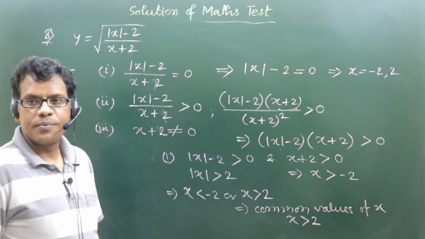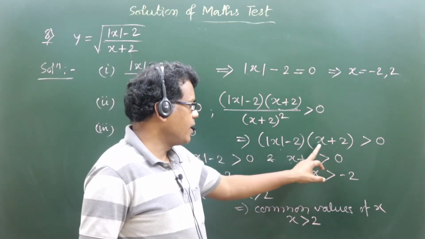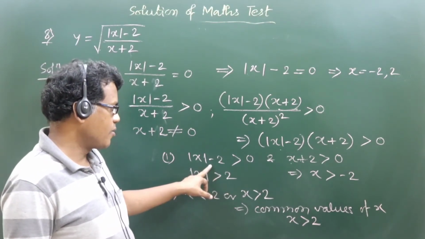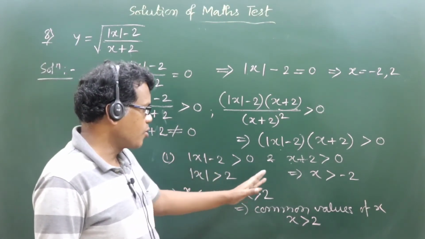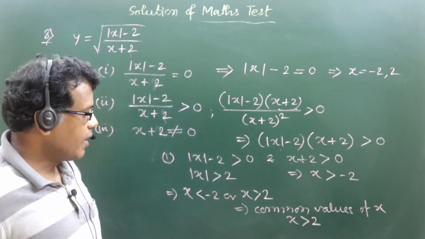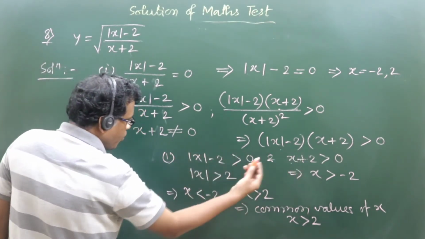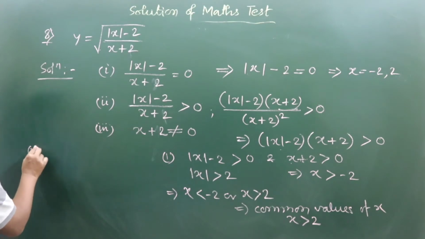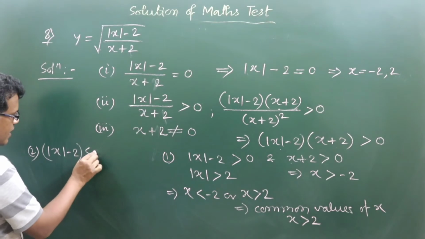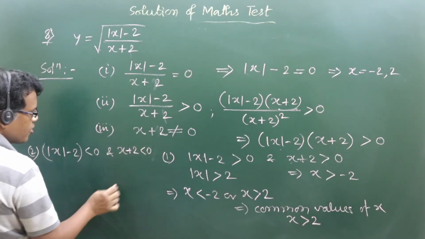Are you getting it? X greater than minus 2 will make this positive, but again this one will not be positive for x greater than minus 2. X greater than plus 2 will come in this range as well as in this. So x greater than plus 2 will be the one solution set when I am taking both positive. The second case will be when mod of x minus 2 is less than 0 and correspondingly x plus 2 is also less than 0.